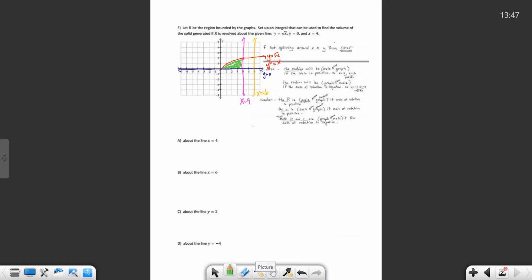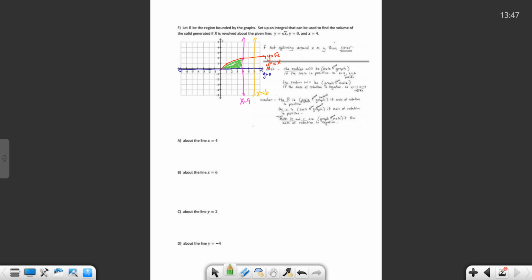Okay, so I want to finish that last example from our disk and washers notes. We got this example F. Let R be the region bounded by the graphs. Set up an integral that can be used to find the volume of the solid generated if R is revolved about the given lines. So I've already graphed it.